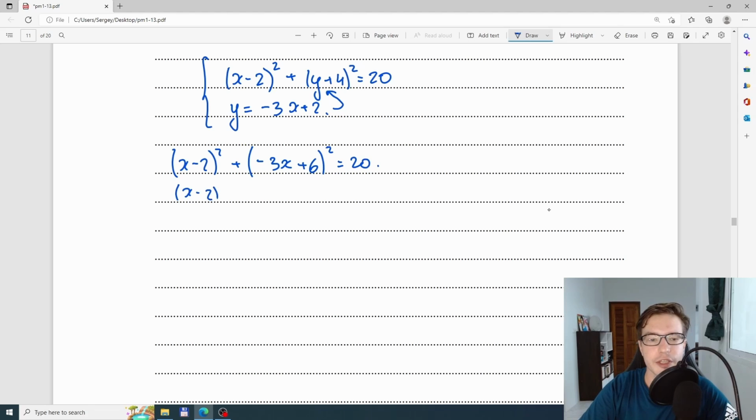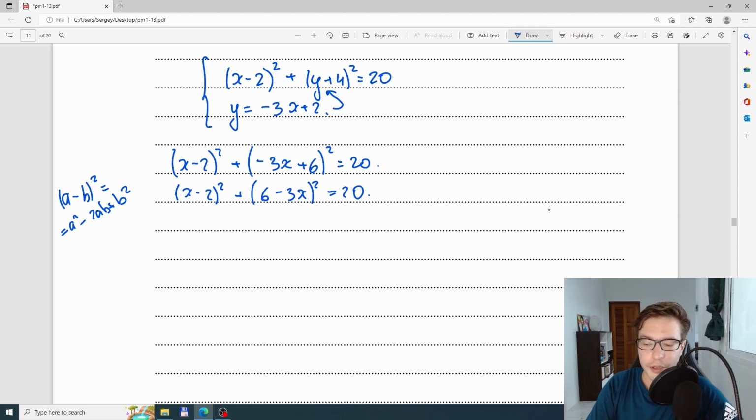Now, I will just rearrange the second bracket a little bit. Instead of -3x + 6, I will say it's 6 - 3x, just because it is more convenient to work with. Now, to expand the brackets, I'm going to use the formula (a - b)² = a² - 2ab + b². Okay, the first bracket becomes x² - 4x + 4, and the second one is 36 minus 2 times 6 is 12 times 3, so it's going to be -36x + 9x². Now we'll move 20 from the right side to the left straight away just to save some time.